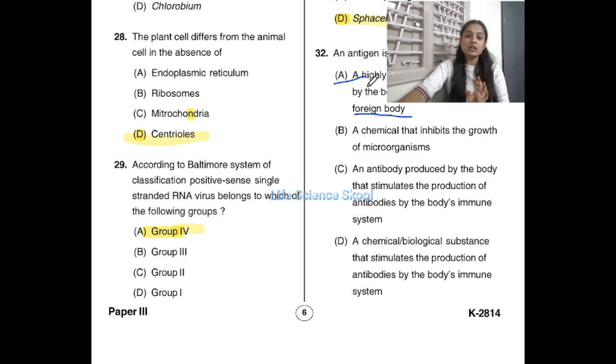So option A is not the answer. This one is also not. A chemical that inhibits the growth of microorganisms. No, that is not the correct answer. An antibody produced by the body. Is an antigen an antibody? No, right? That is not the correct answer. So the correct answer is option D. An antigen is a chemical or a biological substance that stimulates the production of antibodies by the body's immune system to fight against those foreign bodies or antigens. Okay, option D is the correct answer.